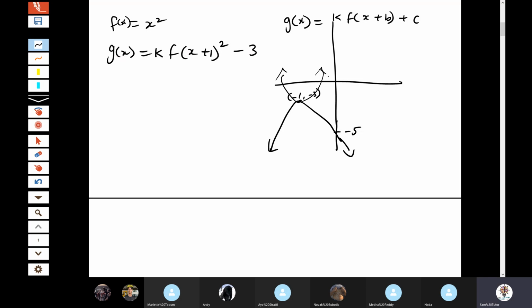Now, minus k. I like that you said minus k. It's not -1, because if you said -1, you're specifically assuming it'll look like this. How do you know it's going to go through -5? You don't know that. So it's still going to be k. You don't know its stretch.